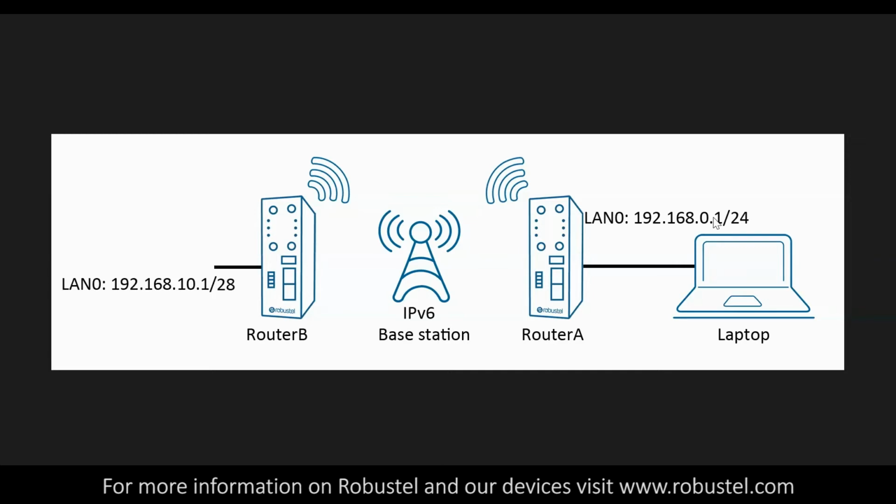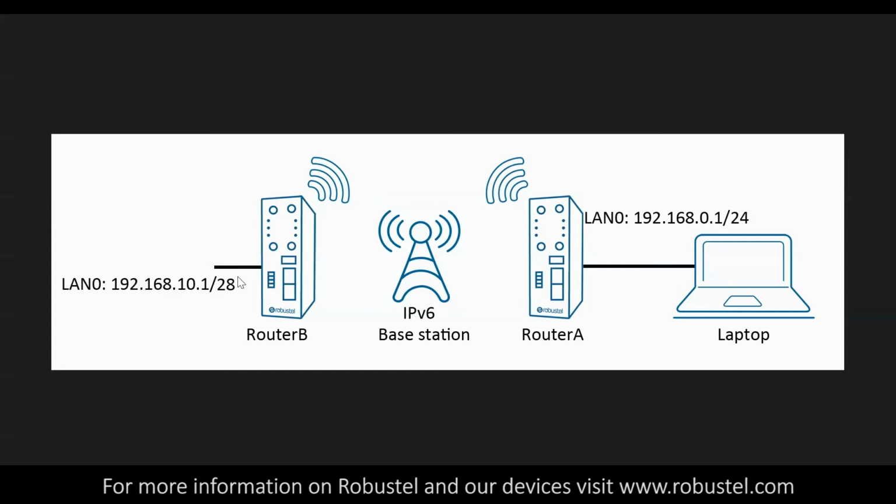0.1/24 subnet mask is router A's LAN interface IP address, and this laptop is connected to router A's LAN interface. Router B's LAN interface IP is 10.1. This is the IP address of router B's LAN interface.